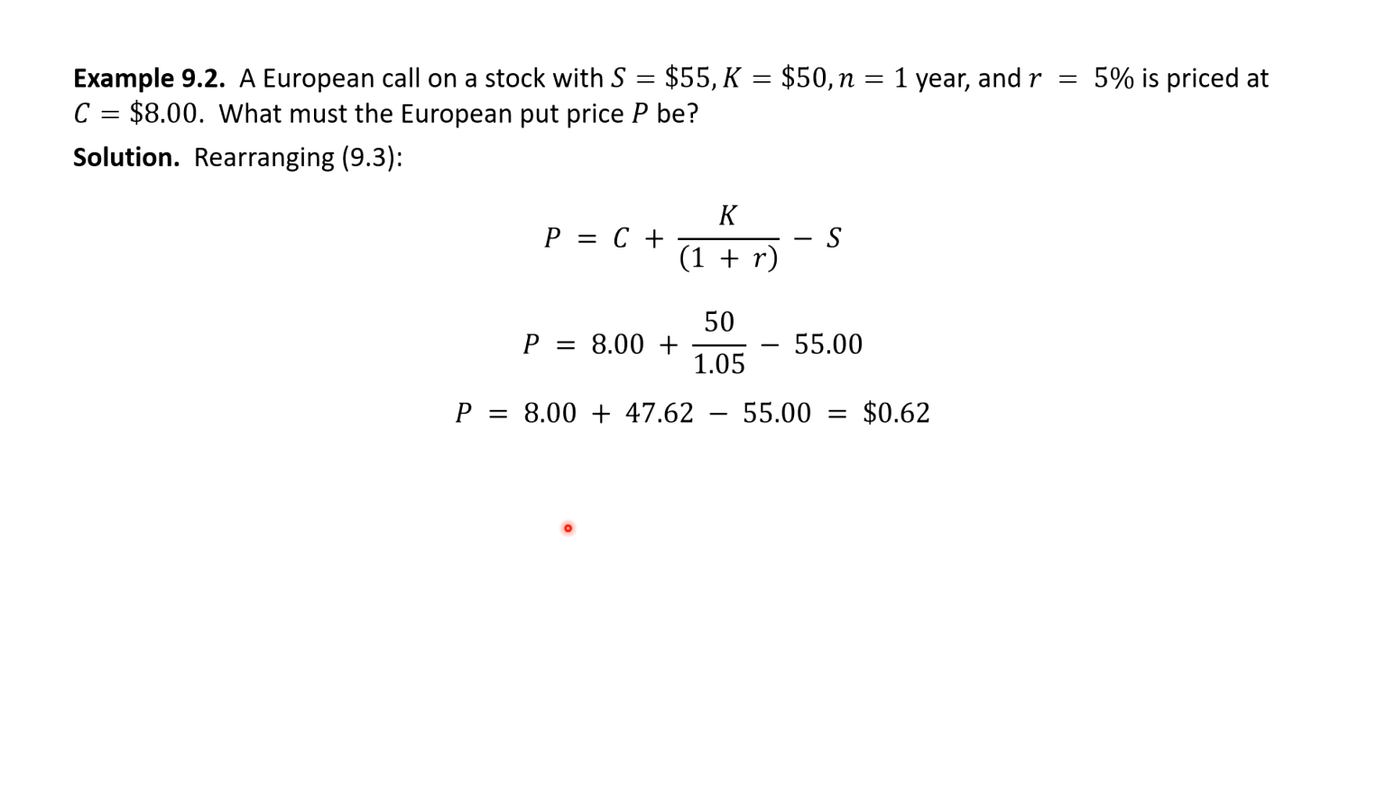So question for the listener, the call was $8 and the put was only 62 cents. So you may want to think about why that's such a big difference, because in general you might think that a put and a call are roughly the same price, but as we see here, they're not even close. And I'll explain that on the next couple of slides. It's a little bit complicated, but you may want to think about it before you move on to the next slide. So you may want to pause here.